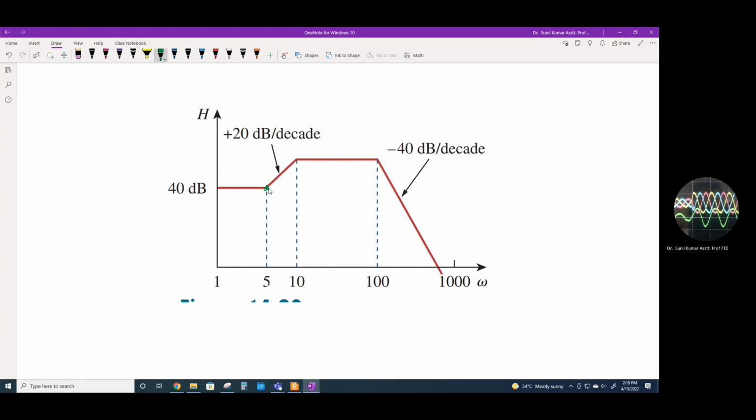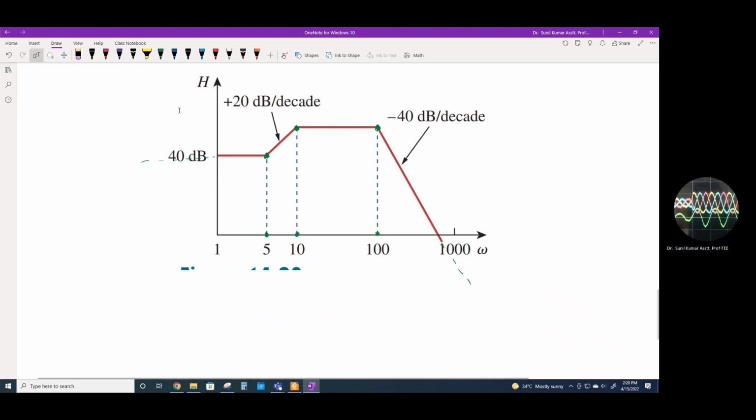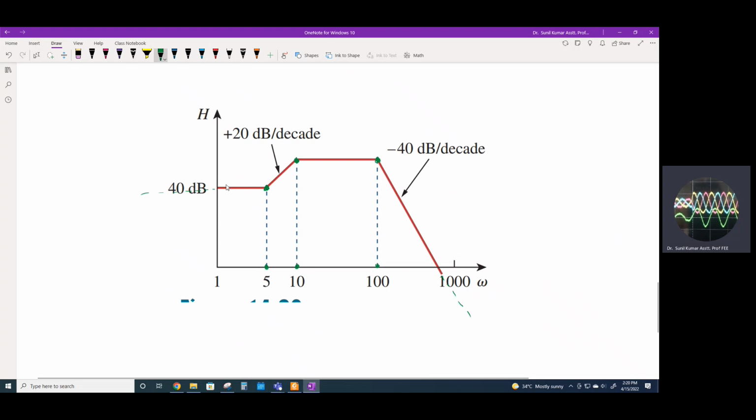So let's figure out these changing points. And obviously this slope is extending here and it should go in this way. The important frequencies are 5, 10, 100. All right. This looks a little bit simpler than the previous one because we have a lot of straight, horizontal lines.